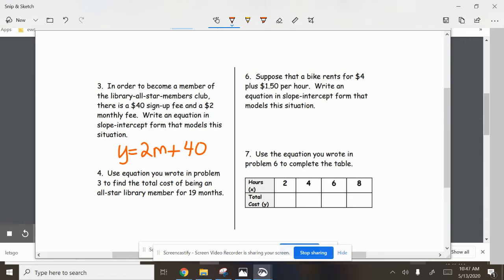Okay? Use the equation you wrote in problem 3 to find the total cost of being an all-star library member for 19 months. So if I wrote this down again, what's the information I have? That's the only thing they gave: the equation from number 3, and this 19 months. Where would I put 19? Would I replace it where the months are? I put 19 right here, and that's how you solve these kinds of problems.